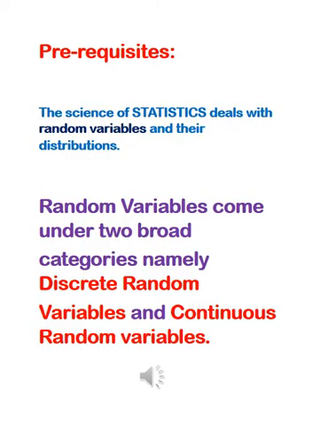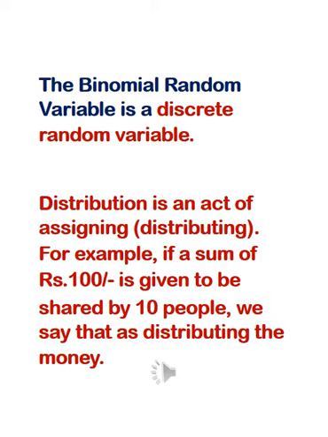Prerequisites. The science of statistics deals with random variables and their distributions. Random variables come under two broad categories, namely, discrete random variables and continuous random variables. The binomial random variable is a discrete random variable.